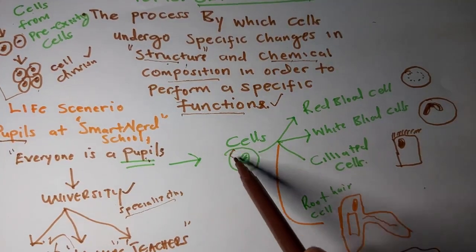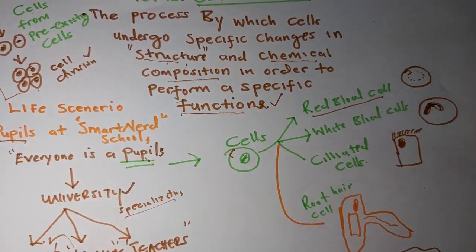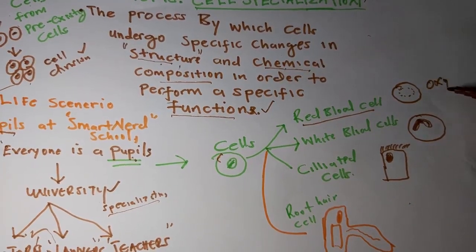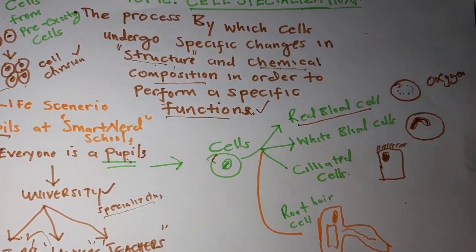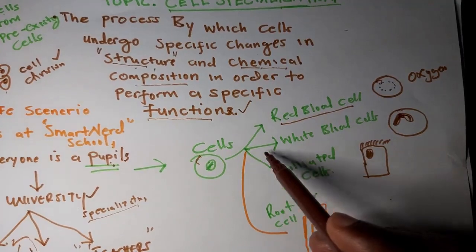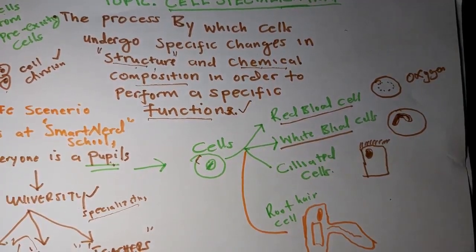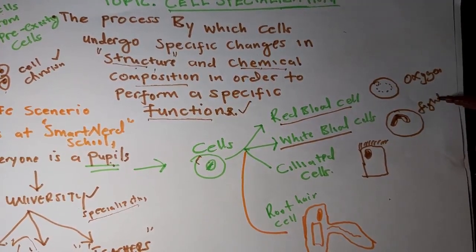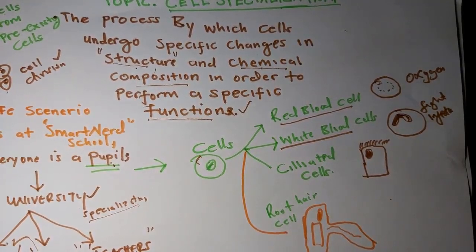So you find that cells arise like this. Others will become red blood cells. We know the function of red blood cells is to transport oxygen around the body. That's what red blood cells are specialized to do. Then other cells will specialize and become white blood cells. White blood cells fight against infection.